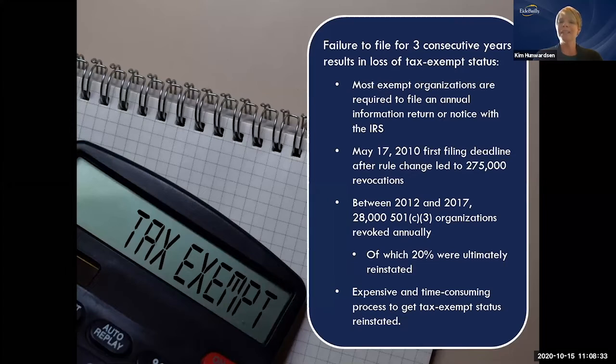So rules went into place saying everyone had to file, and in that first filing deadline, in May of 2010, about 275,000 organizations had their tax exempt status revoked. Even now, we're seeing almost 30,000 organizations on an annual basis continuing to have their exempt status revoked, which could be those very small organizations, but we've even seen larger organizations where something happens within the organization, they think they filed, they've got a change in leadership and things get missed. So this can happen, and we do see it.